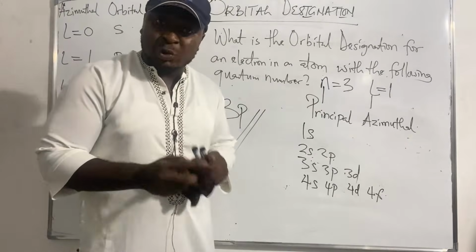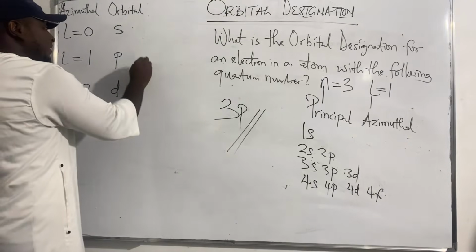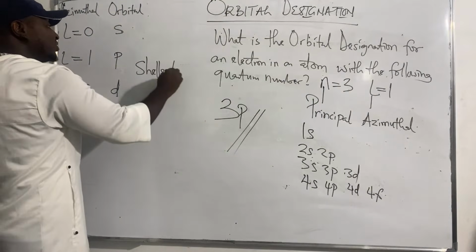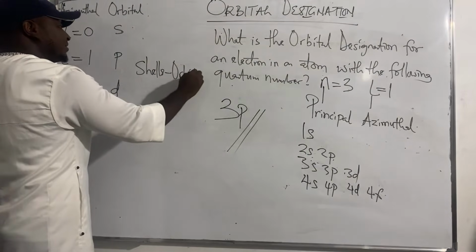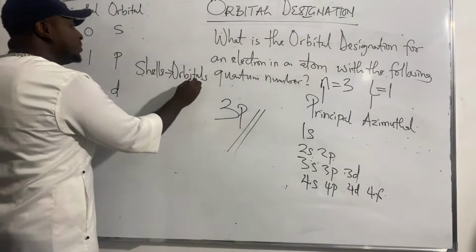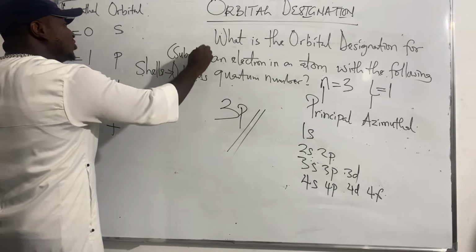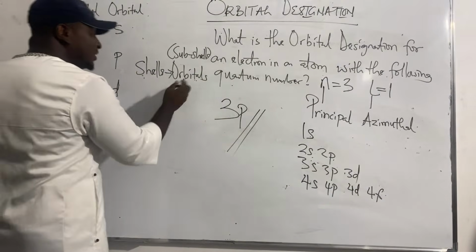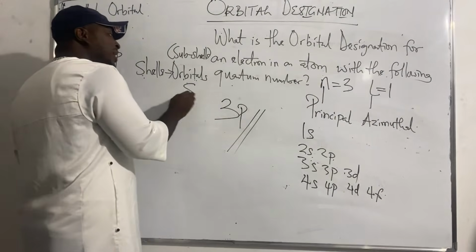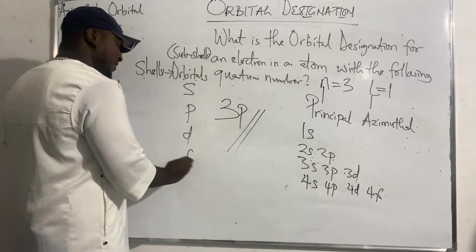Remember when I started this class, I told you that shells give rise to orbitals. Don't forget, shells are the ones that form orbitals. That's why orbitals are called what? Sub-shells. Orbitals are called sub-shells because shells are the ones that give rise to orbitals. That's why orbitals cannot just stand on their own. You can't just see S, P, D, F. There's a number beside it.